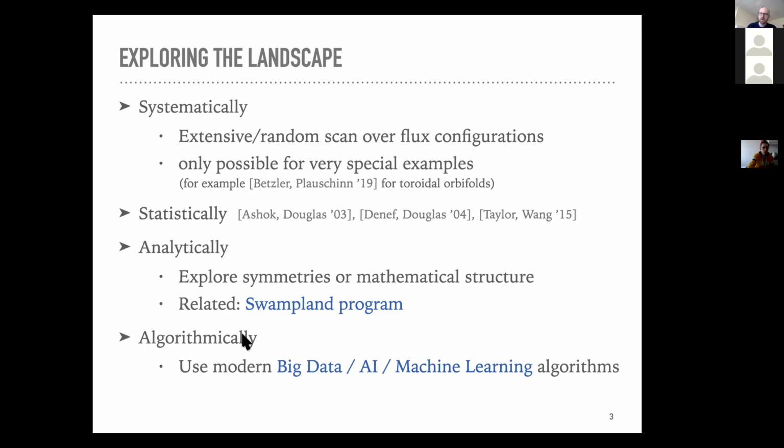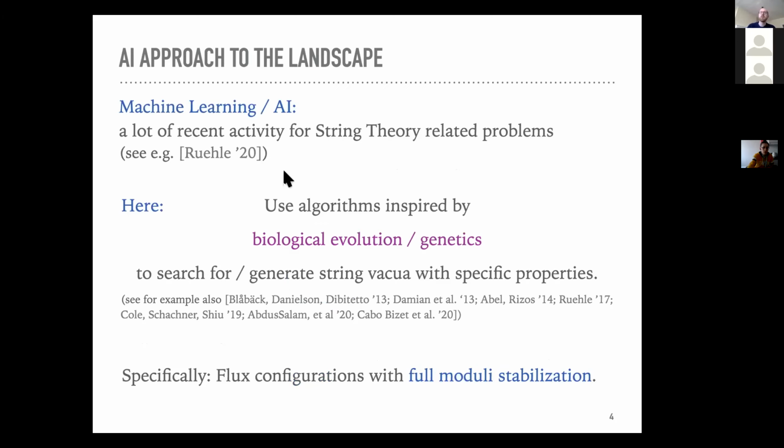And recently there was another possibility to study the landscape, namely algorithmically, by using modern big data, artificial intelligence, or machine learning algorithms, which is the path I would like to take today. So machine learning or artificial intelligence recently, I think, as all of you are aware, has attracted a lot of activity for string theory related problems. I cannot list all relevant papers here. For an overview, there's, for example, this very nice review by Fabian Rühle.